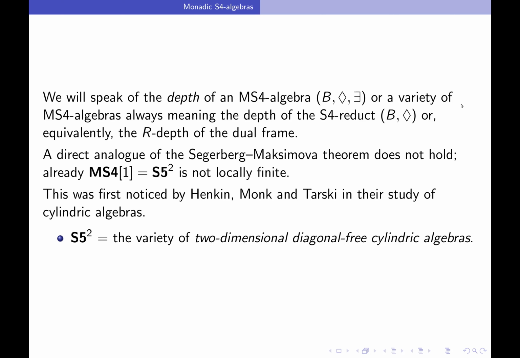And the fact that this variety is actually not locally finite was first noticed by Henkin, Monk, and Tarski when they were studying cylindric algebras. Because it turns out yet another name, a third name for this same variety, is the variety of 2-dimensional diagonal-free cylindric algebras. Again, we won't need the details, but that's also what they are.